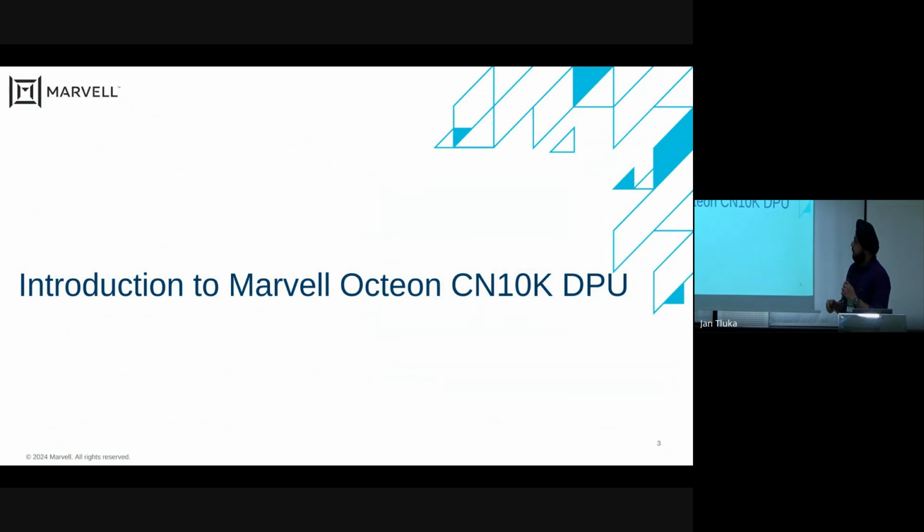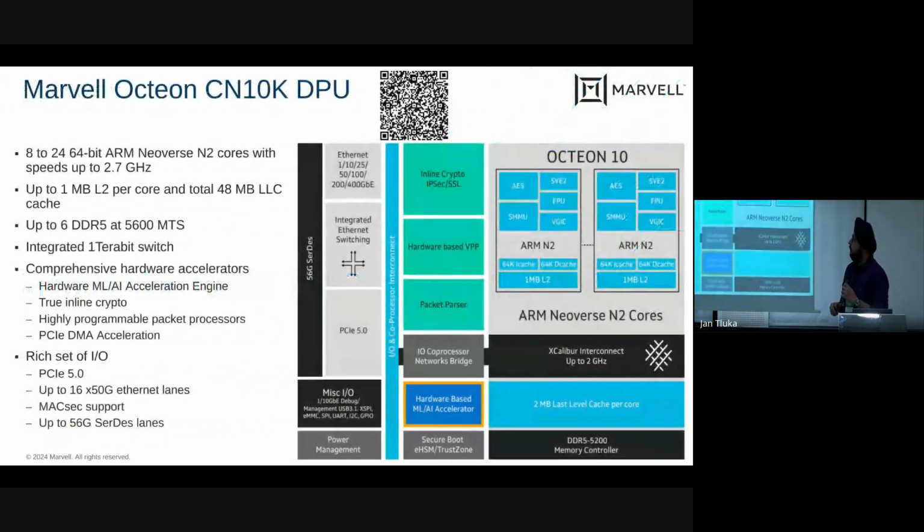Some introduction to the Marvell Octeon CN10K DPU. It has many SKUs which can incorporate from 8 to 24 64-bit ARM Neoverse N2 cores, which can run at up to 2.7 gigahertz. It can support up to 6 DDR5 DIMMs, which can operate at 5600 MTS. One of the SKUs has an integrated switch, while the other SKUs can leverage the OVS solution for getting the switching capabilities.